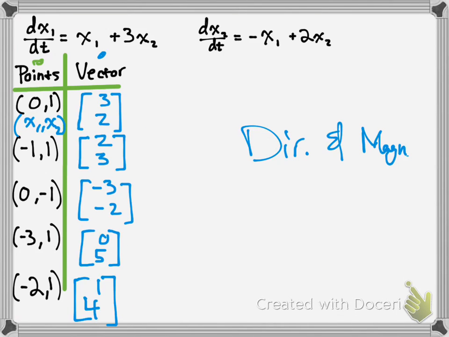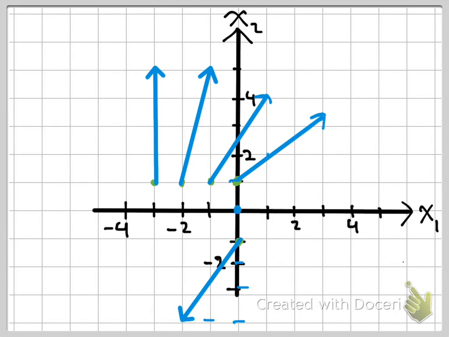Alright, I think that's all the points. So there's the x1, x2 plane, and we're graphing the direction vectors. So that's just what we've got to do. So hopefully this helped tutorial wise.